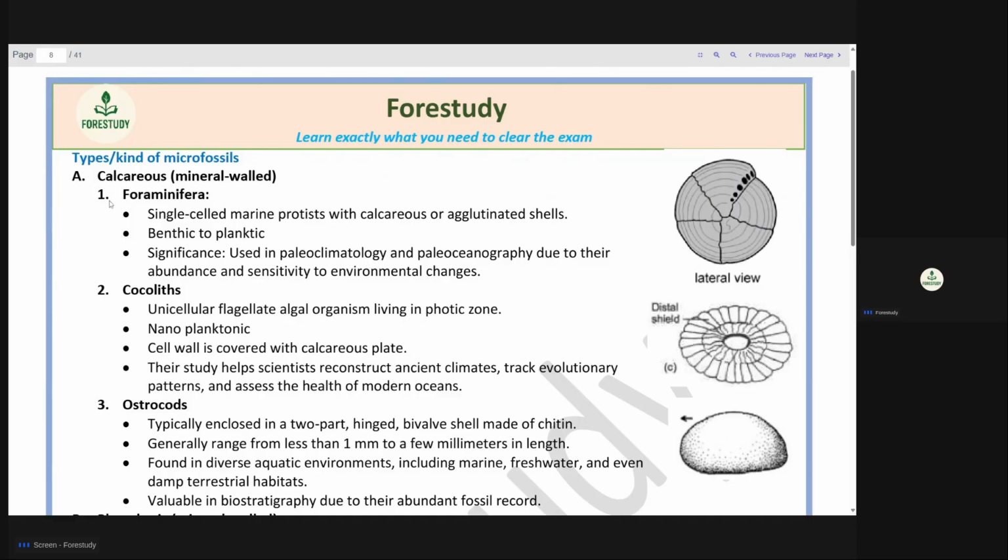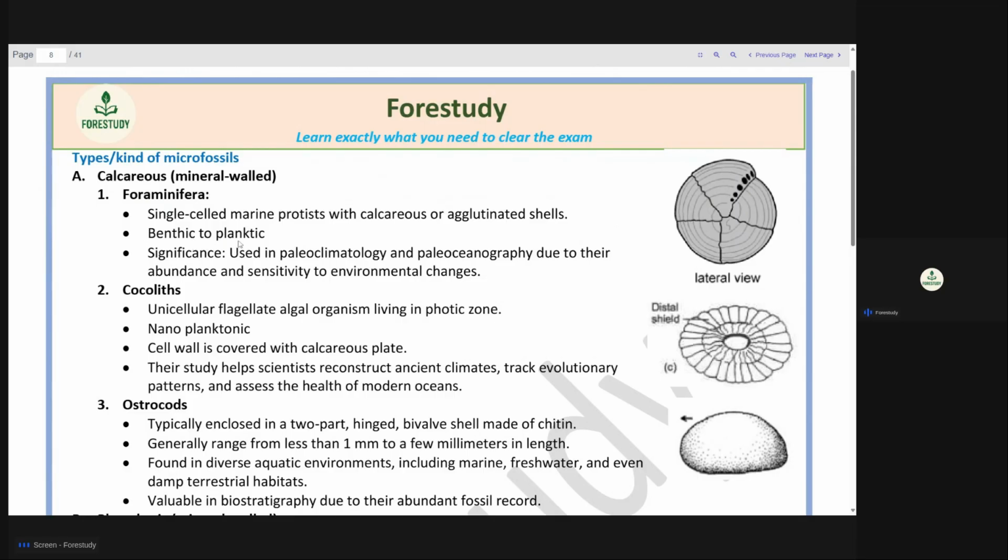The first and most important one is the Foraminifera, which is a single-celled marine protist. Remember, it's a protist with calcareous or agglutinated shells. Agglutinated means collected shells, a collection of different kinds of shells. Benthic to planktic: it can be benthic, that means a bottom dweller that lived on the ocean bottom, or it can be planktic, that means a floater that floats on the ocean water.